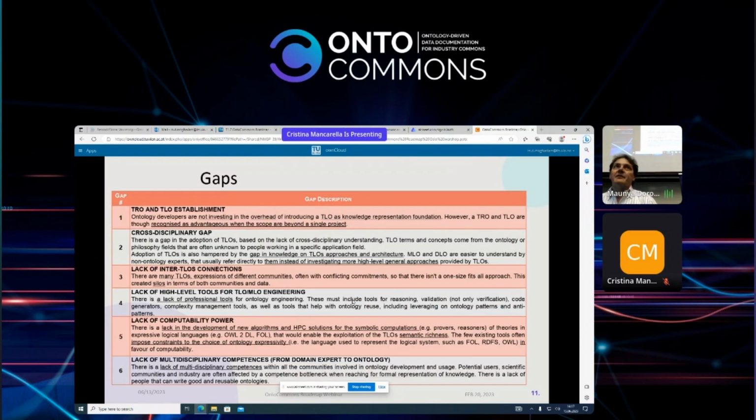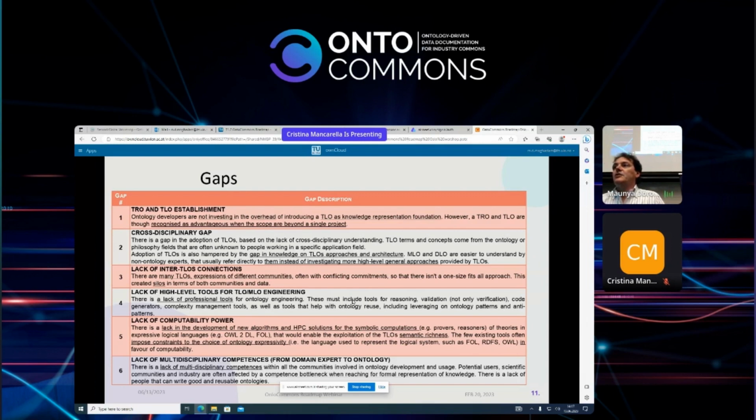But what are the gaps that prevent the top reference part of an ontological framework from being effectively used? For example, the first gap is related to the fact that ontology developers do not invest in the overhead needed to align with the top-level ontology. Nevertheless, if you ask an ontologist, they usually say that a top-level ontology is good in order to provide a consistent framework. There is also a cross-disciplinary gap between ontologists and people working in the domain. People don't know exactly what an ontology is, or what the motivation is behind a specific top-level ontology.